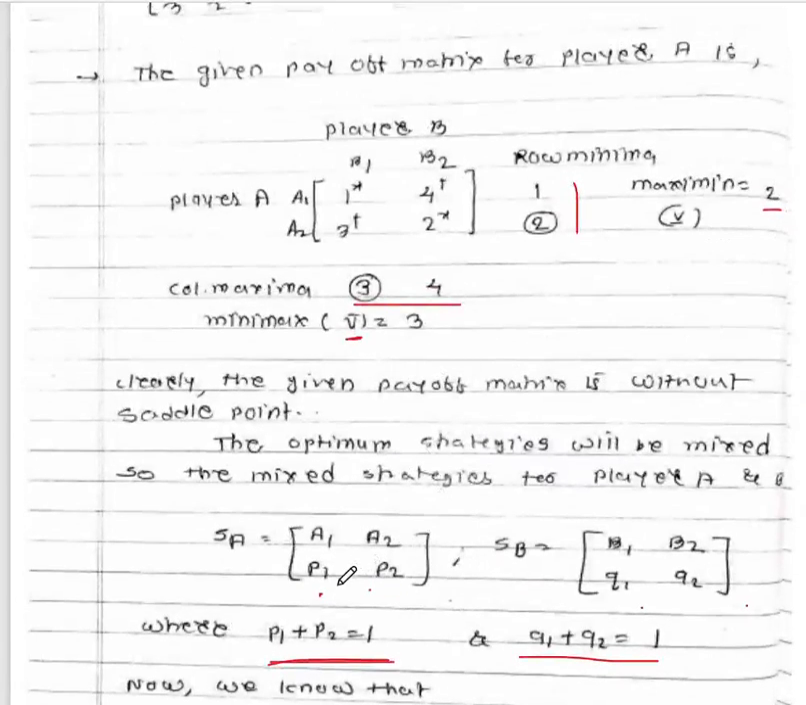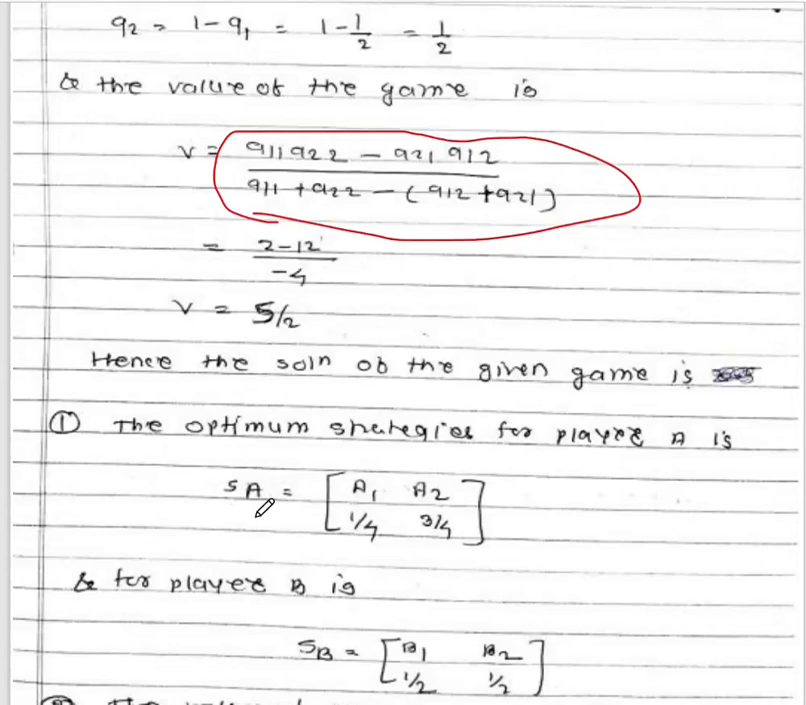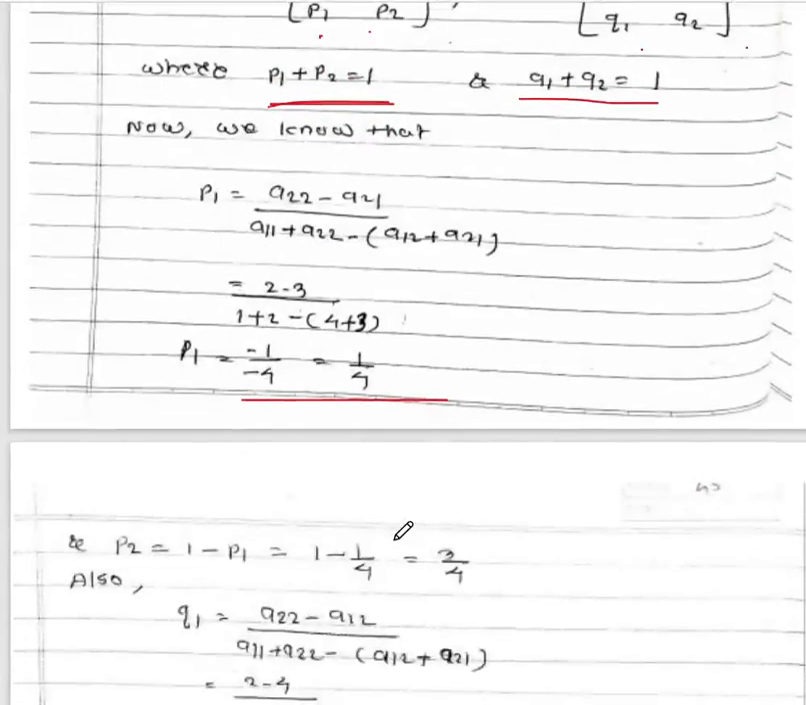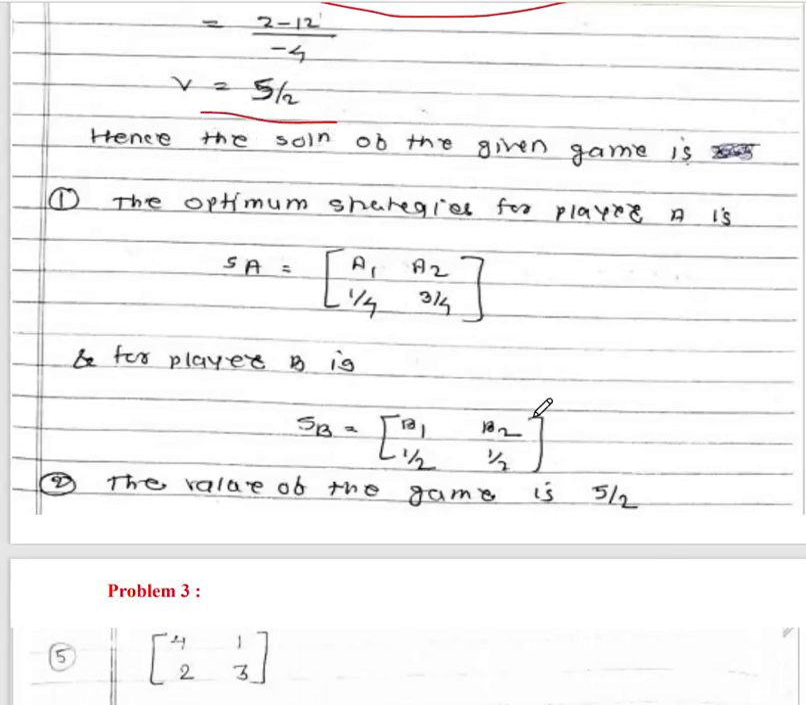Now we will find the optimum strategies. The optimum strategy for player A is denoted as SA: A1, A2 with P1 equal to 1 by 4 and P2 equal to 3 by 4. Similarly, the optimum strategy for player B is B1, B2 with Q1 equal to 1 by 2 and Q2 equal to 1 by 2. And the value of the game V is 5 by 2.